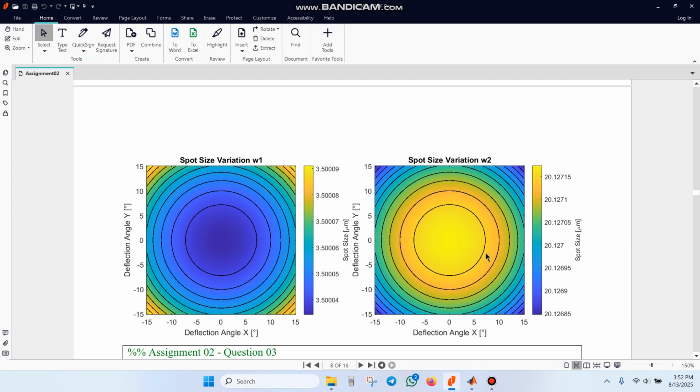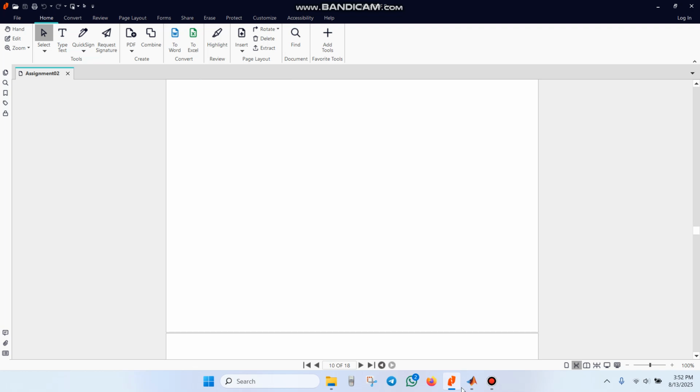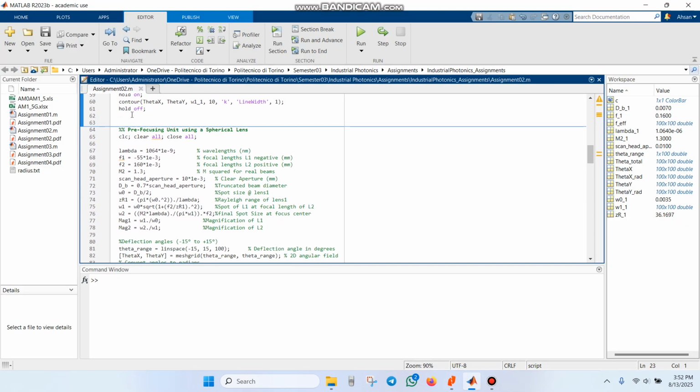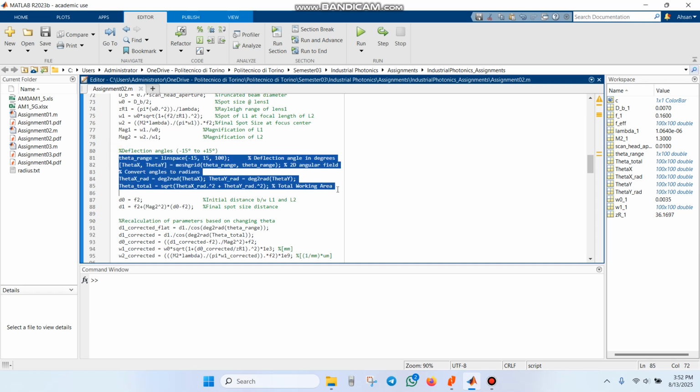So it can be observed that the aberration that is caused by the spherical lens can be corrected by the pre-focusing lens unit. This is the MATLAB code. Let me show you the MATLAB code right here. So essentially, this is the one that I showed you, and this code right here is the design of the pre-focusing lens, where the focal lengths for both the lenses are already given. We then calculate the beam diameter, the initial spot size, the Rayleigh range, the final spot size of both the lenses, and the magnification.